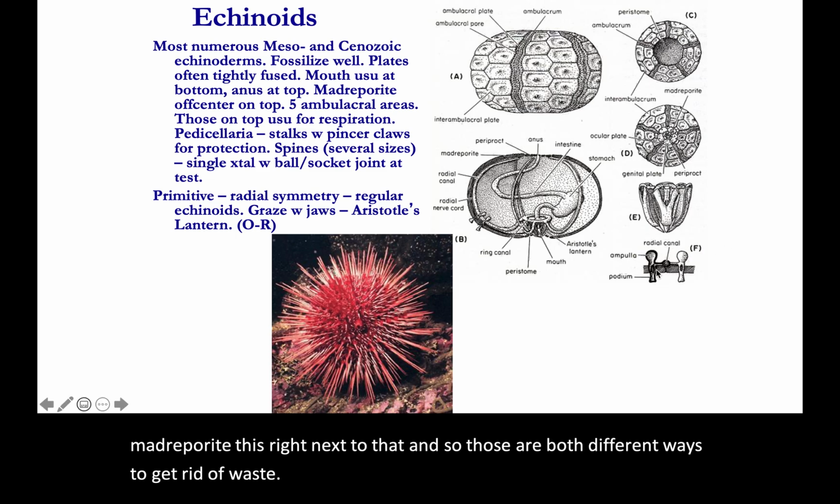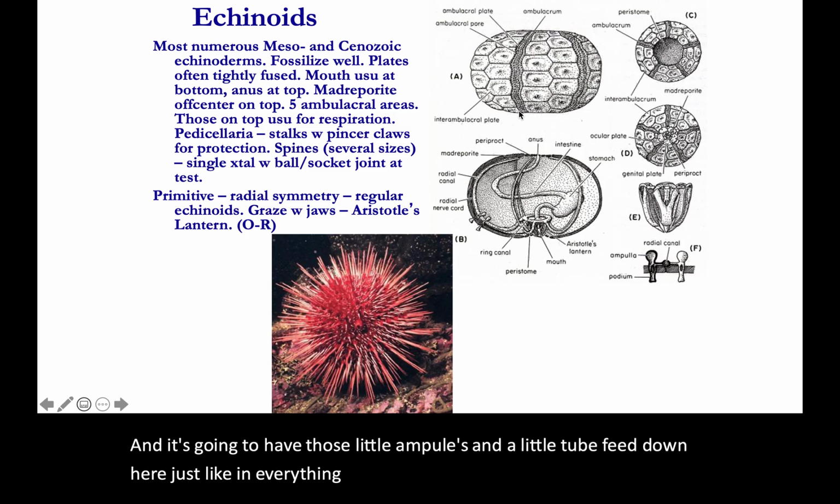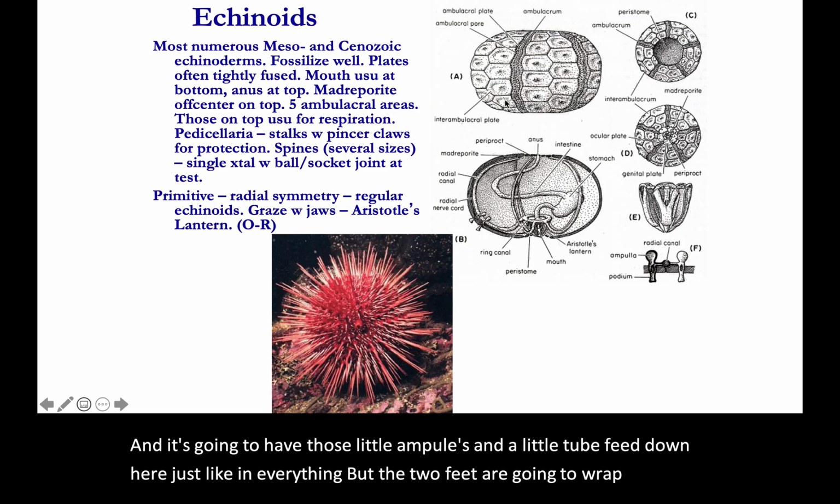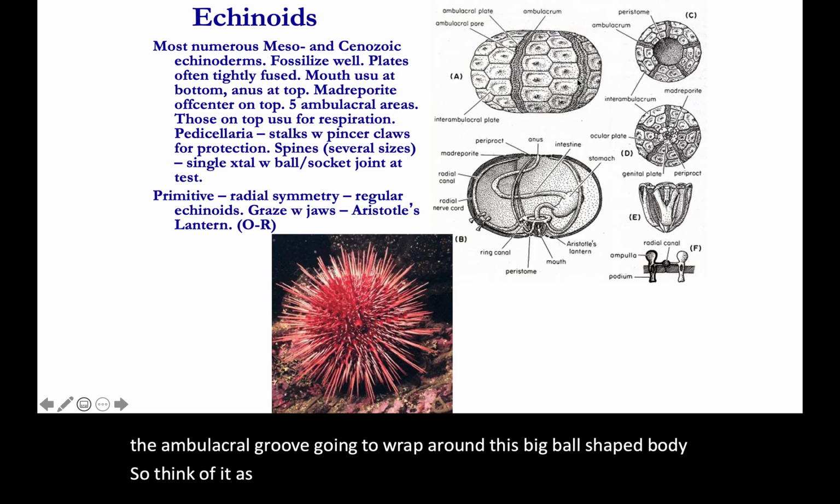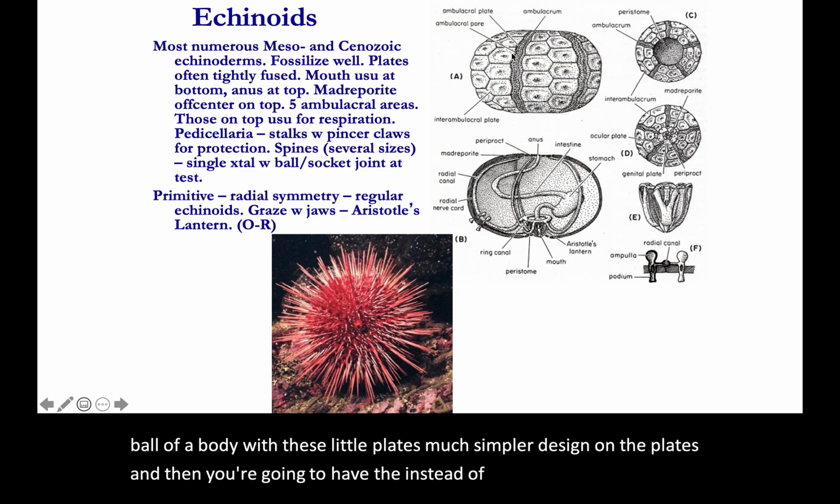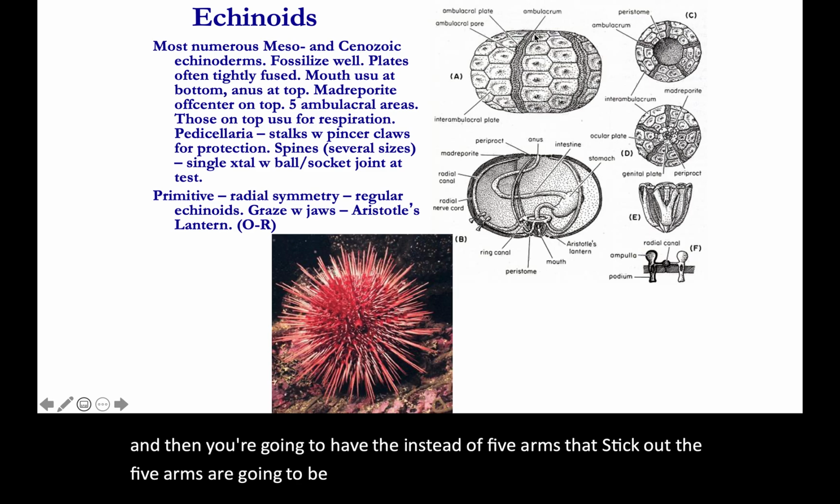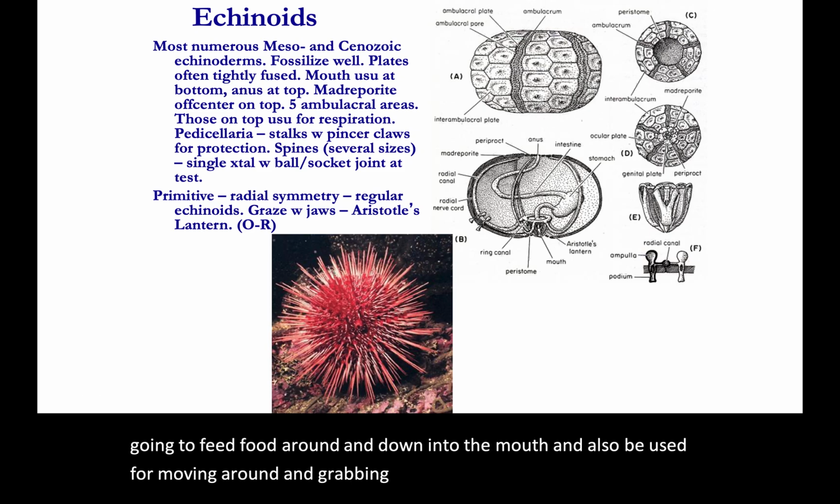And it's going to have those little ampullas and little tube feet down here, just like in everything. But the tube feet are going to wrap around. So the ambulacral grooves are going to wrap around this big ball-shaped body. So think of it as something like a brittle star, where you have that central ball of a body with these little plates, much simpler design on the plates. And then you're going to have, instead of 5 arms that stick out, the 5 arms embedded in the surface of that plate. They're going to feed food around and down and into the mouth, and also be used for moving around and grabbing onto things and all the things that an echinoid has to do.